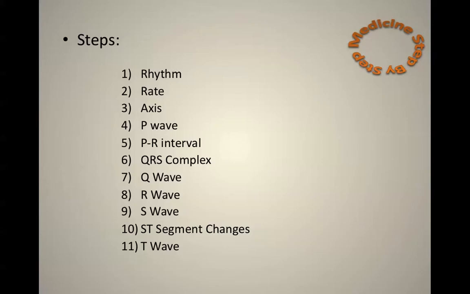So, I use 11 steps when assessing an ECG. Analysing ECGs using a methodical stepwise approach ensures that nothing is missed. As this slide shows, I start by assessing the rhythm, followed by the rate, axes, the P wave, PR interval, QRS complex, Q wave, R wave, S wave, ST segment change, and finally I look at the T wave.